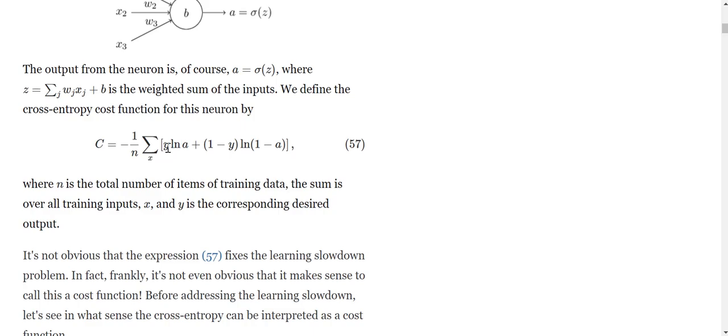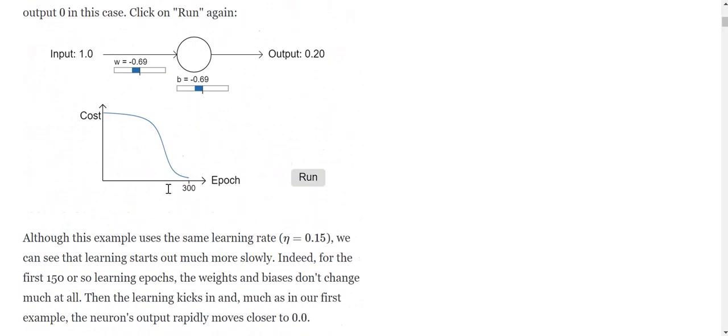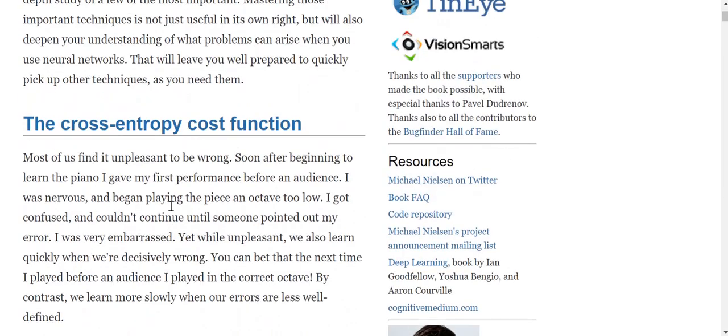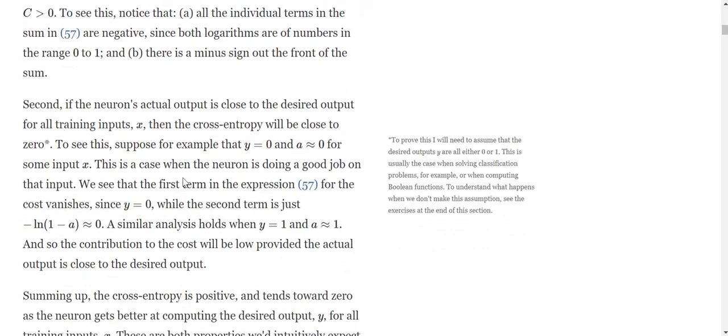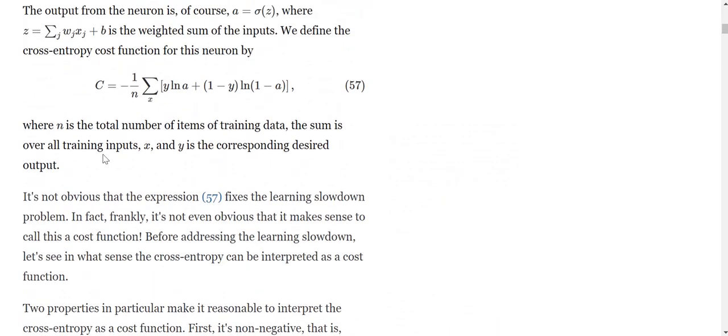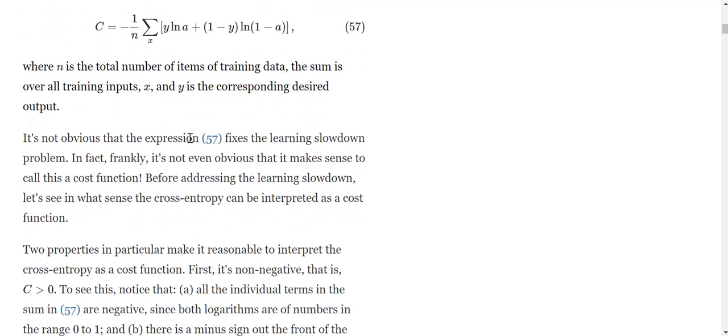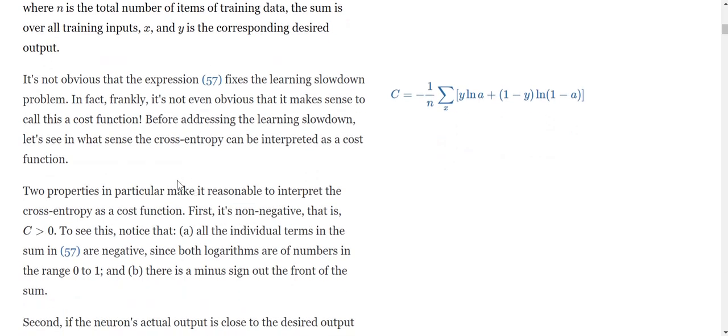Like in the first case, for the quadratic cost, you had y minus a squared by 2. Here, instead of using that relation, we are going to use this large relation. It is not obvious that expression 57 fixes the learning slowdown problem. In fact, frankly, it's not even obvious that it makes sense to call this a cost function. This was my first reaction when I first had a look at the cross entropy cost function. Before addressing the learning slowdown, let's see in what sense the cross entropy can be interpreted as a cost function.